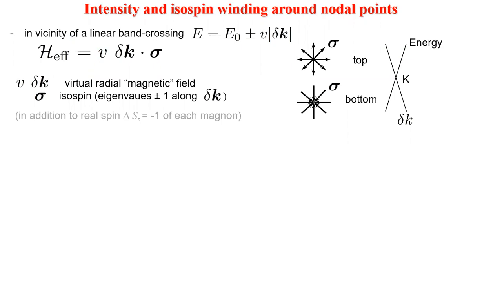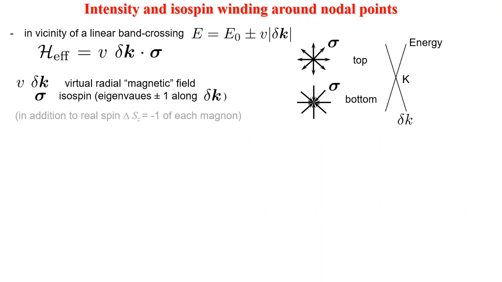The lead person allows a sort of mathematical problem to the Zeeman formula, where there is a virtual radial magnetic field proportional to delta K, the distance from the nodal point, in the isospin sigma, which is pointing along K, so away from the point in the top band and pointing in for the bottom band. And that gives a natural explanation of the spectrum, which is linear in momentum.